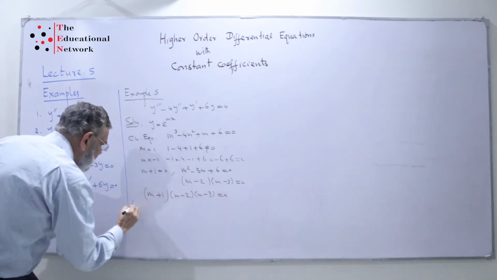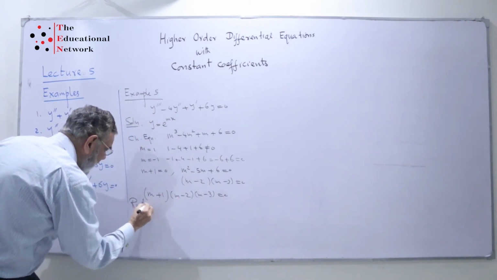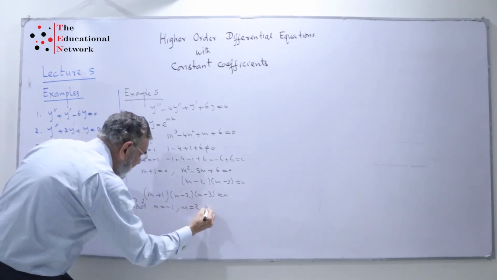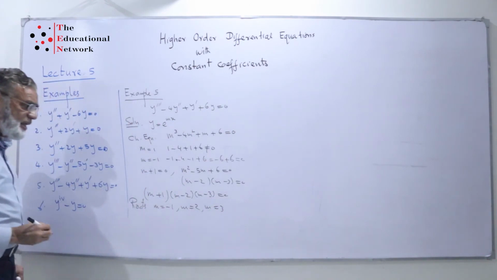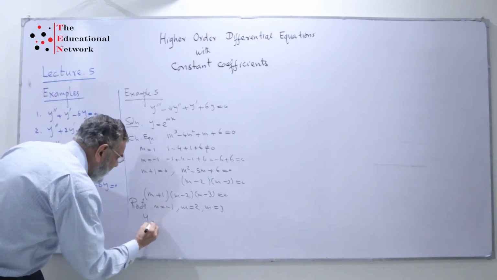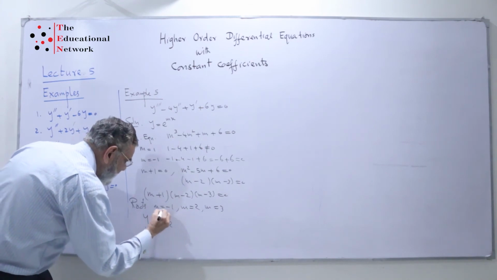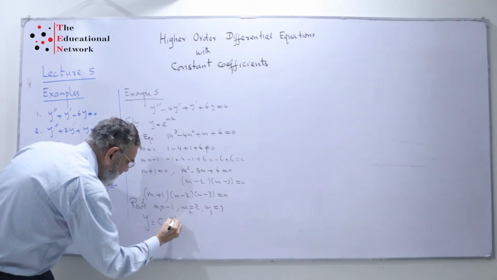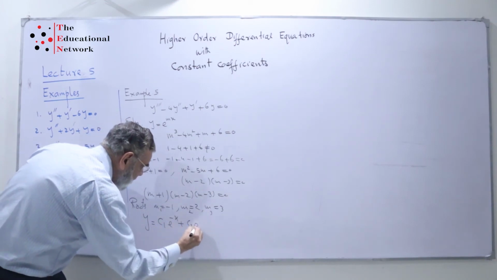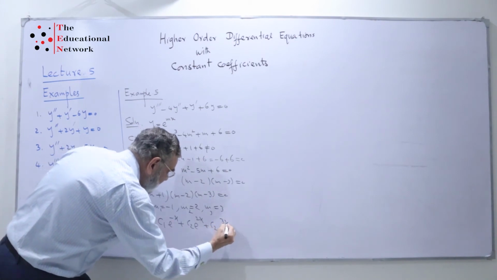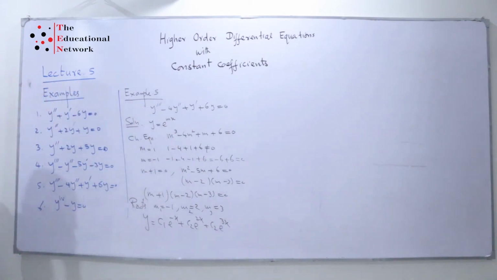So I can write my roots. My roots are m = -1, m = 2, and m = 3. So there are three different roots. So I can write my y = c1 e^(m1 x), this is my m1, this is my m2, this is m3. So here it is c1 e^(-x) + c2 e^(2x) + c3 e^(3x). So that's my general solution of the equation.